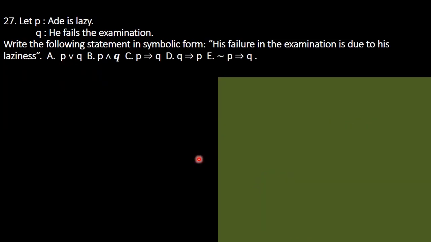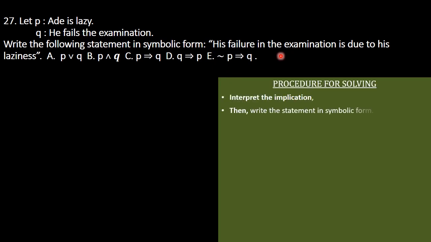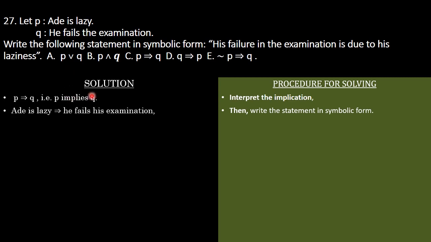Question 27. Let P be Ade is lazy and Q be he fails the examination. Write the following statement in symbolic form. His failure in the examination is due to his laziness. Let's check the procedure for solving this. Interpret the implication, then write the statement in symbolic form. Let's check the solution. This implication is P implies Q. Ade is lazy and due to his laziness, he failed. Therefore, P implies Q. That is, Ade is lazy implies he fails his examination.